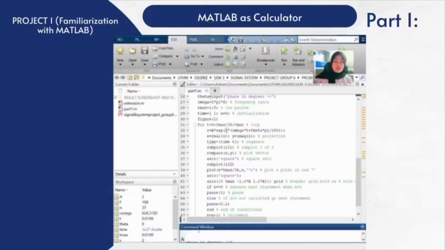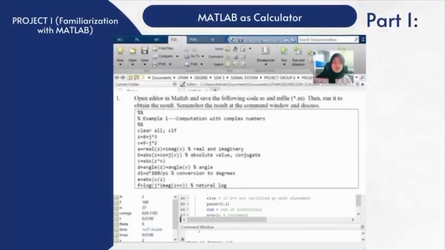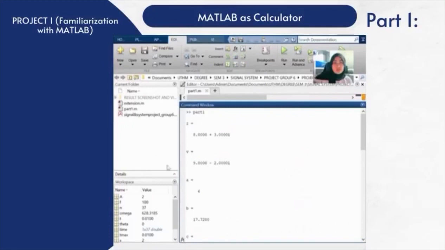I will explain about project 1, which is a familiarization with MATLAB. I will do part 1, which is MATLAB as a calculator. First, open MATLAB and then copy this code. This is the command that I got, and this is the part 1 result. I copied and pasted it.